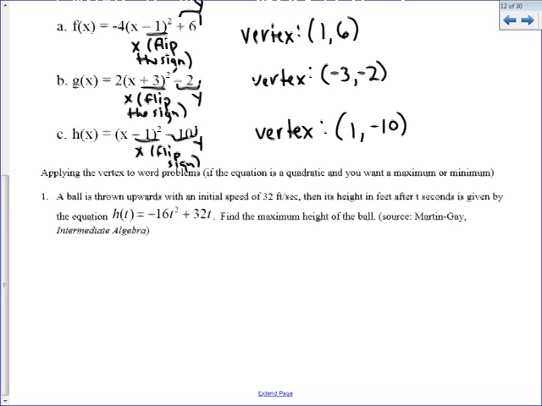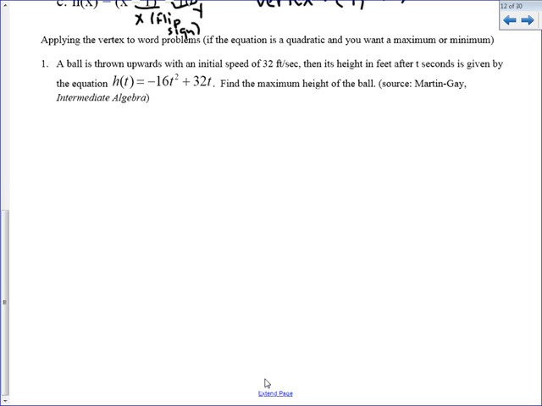So for this first problem, a ball is thrown upward with an initial speed of 32 feet per second. Then the height in feet after t seconds is given by the equation h(t) = -16t squared + 32t. Find the maximum height of the ball. You will see these problems forever in your math classes because I'm going to illustrate. Here's a person. Here's the ball. When you throw something, it goes up and it comes down.